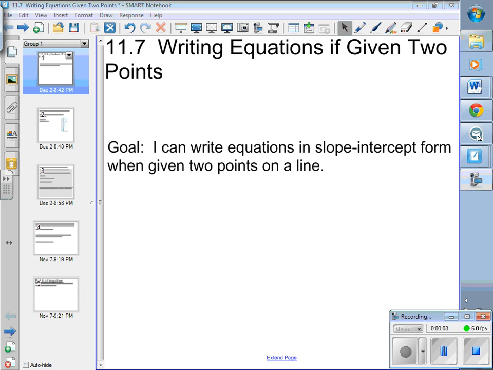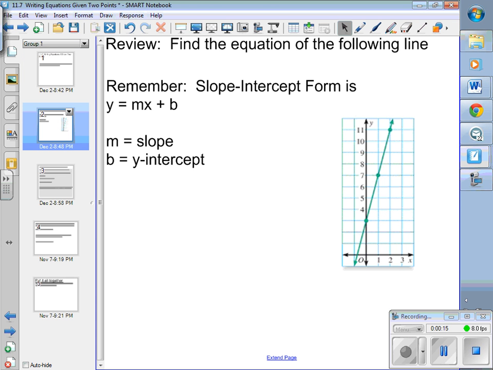Today's lesson is writing equations if given 2 points. Our goal is that we can write equations in slope-intercept form when given 2 points on a line. So we review, find the equation of this line here on this graph. Just remember that slope-intercept form is y equals mx plus b, where m is the slope, b is the y-intercept.